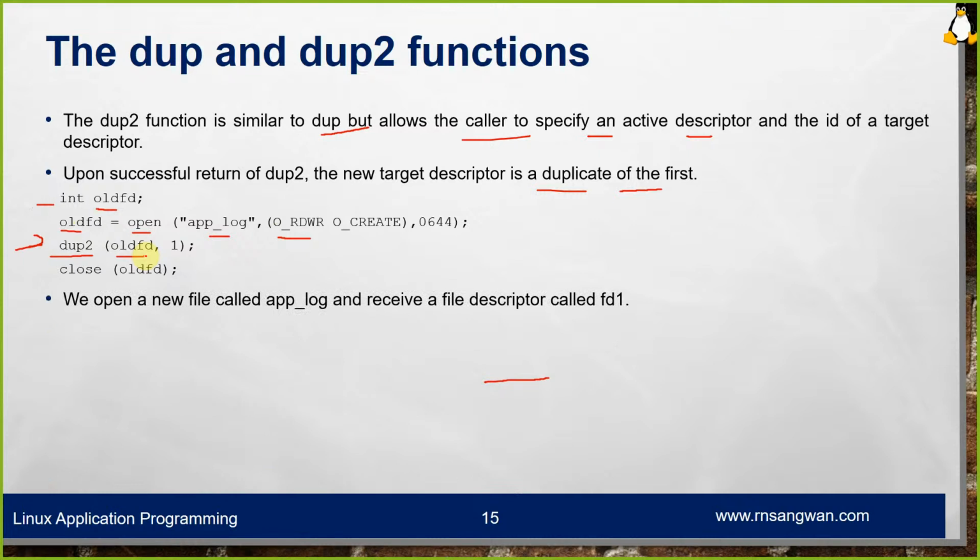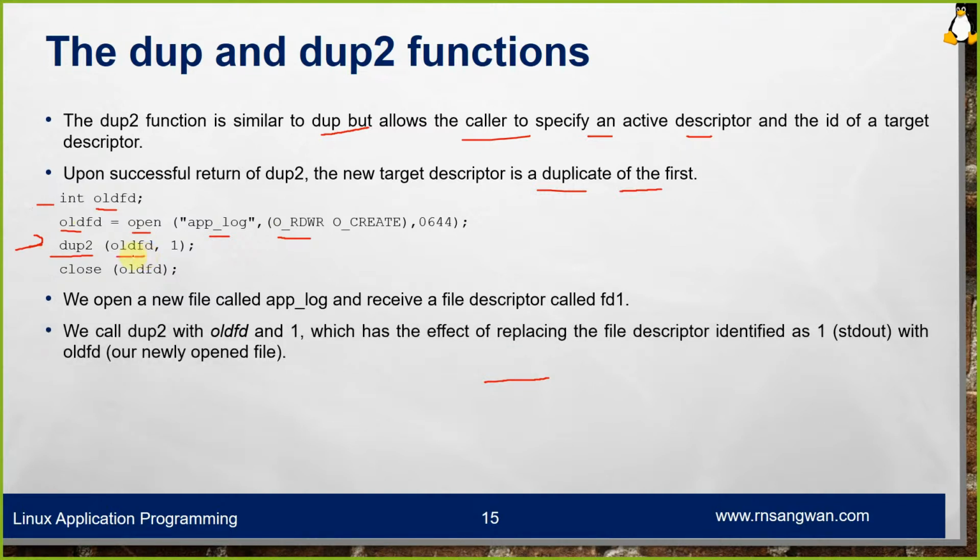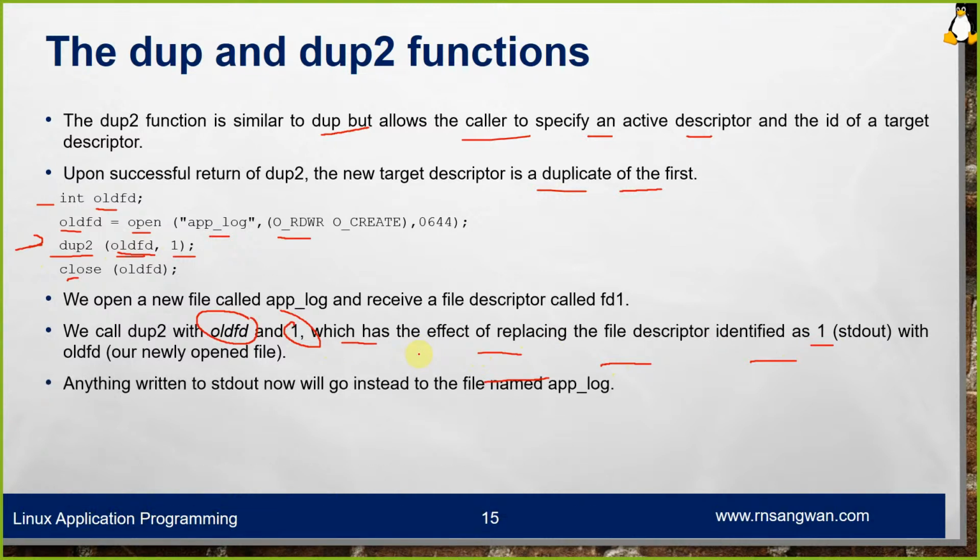We open a new file called application log and receive a file descriptor called fd1 in this case. We call the dup2 function with old fd and 1 value as we are passing here, which has the effect of replacing the file descriptor identified as 1, that is standard out as I told you, with old fd, that is our newly opened file. Anything written to standard out will now go instead to the file named app log.